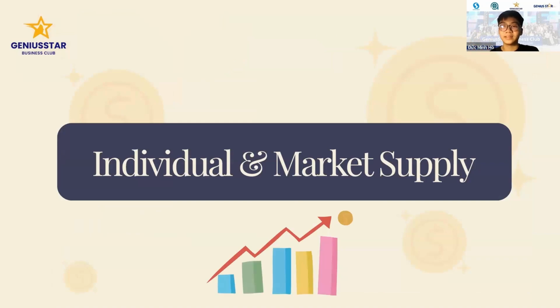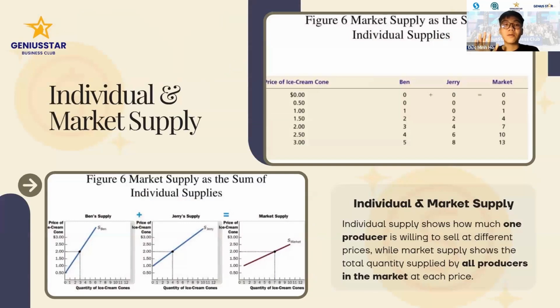Next, the individual and market supply. The individual supply refers to how much one producer is willing and able to sell at different prices. For example, in this table, you can see how Ben and Jerry each respond to changes in the price of ice cream cones. As price increases, each of them supplies more, which follows the law of supply. Market supply, on the other hand, is simply the sum of all individual supplies at each price level. So at every price, we add Ben's quantity and Jerry's quantity together. That total gives us the market supply. Graphically speaking, this means the market supply curve is derived by horizontally adding the individual supply curves. It represents the combined behavior of all producers in the market. So remember, individual supply means one firm, while market supply means all firms added together.